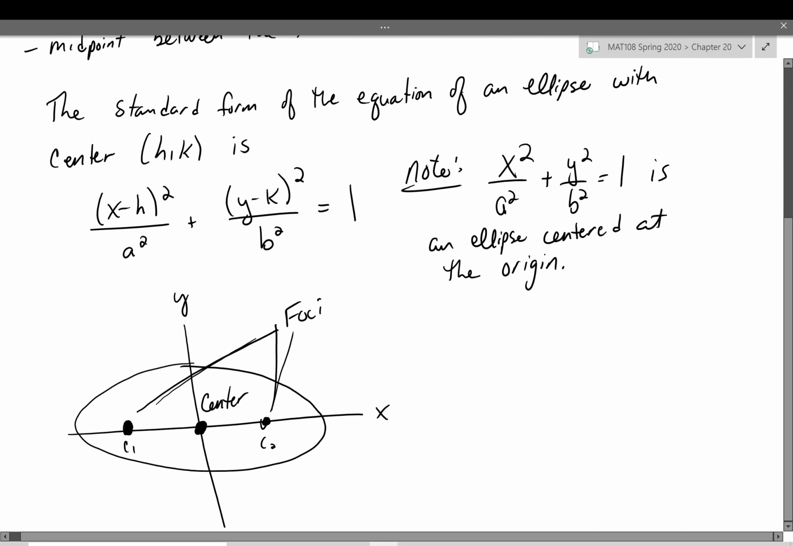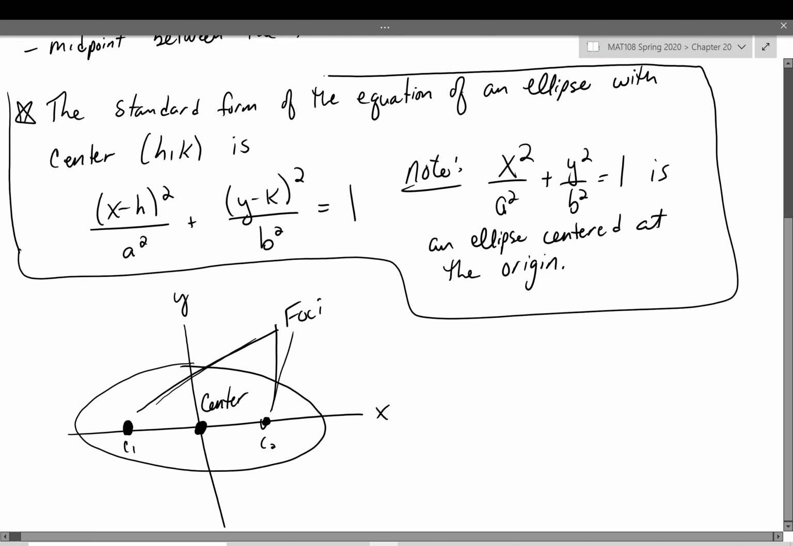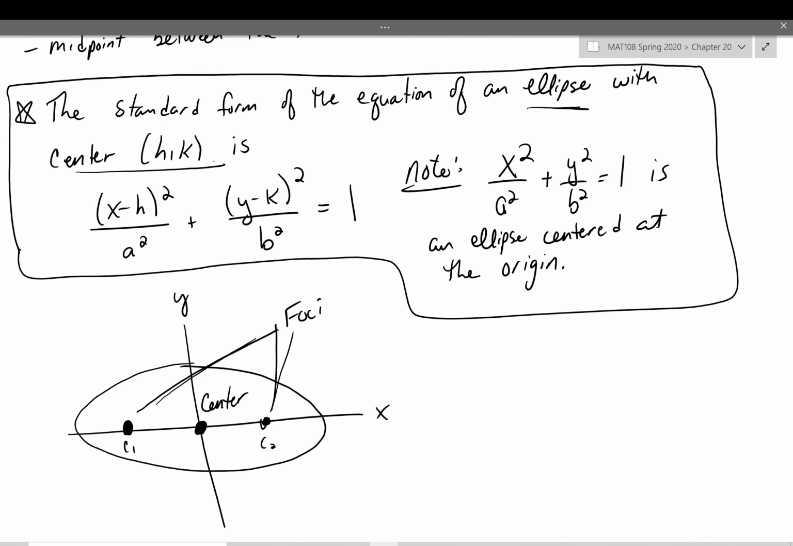And most importantly, the standard form of the equation of an ellipse with center h comma k. So here's our standard form. This is our equation right here. Let me give this a little block in, because it's very important. The standard form of the equation of an ellipse with the center h comma k is the quantity x minus h squared divided by a squared plus the quantity y minus k squared divided by b squared equals 1.